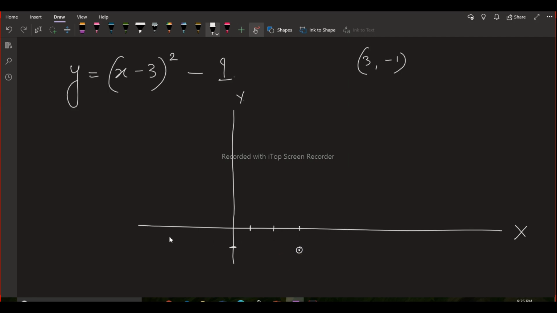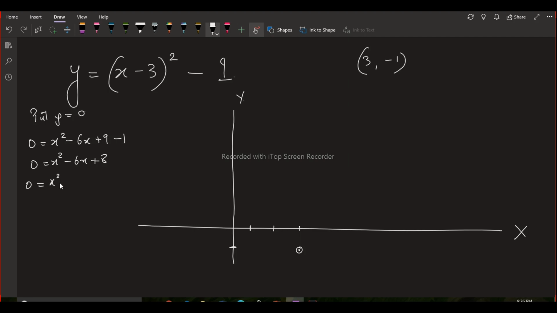Now we need to know where the parabola cuts the x-axis. If it has to cut the x-axis, then y has to be 0. So I'll put y equal to 0. You'll get 0 equals x squared minus 6x plus 9 minus 1. So 0 is equal to x squared minus 6x plus 8. So 0 is equal to, now let's factorize this.